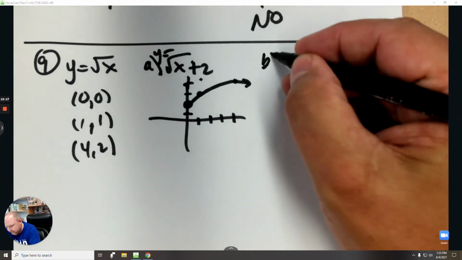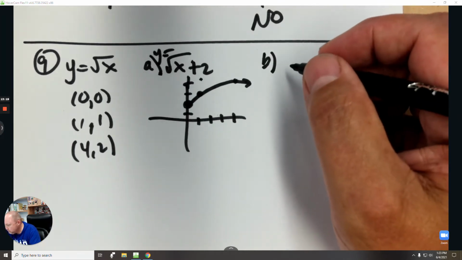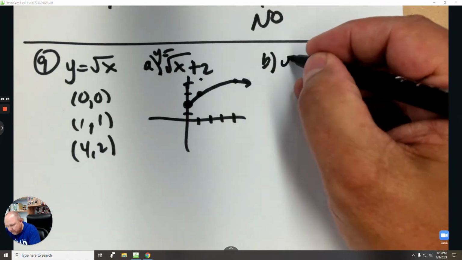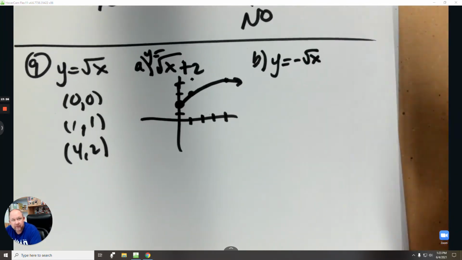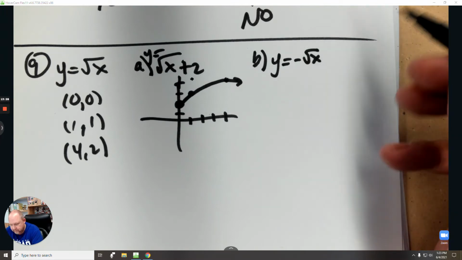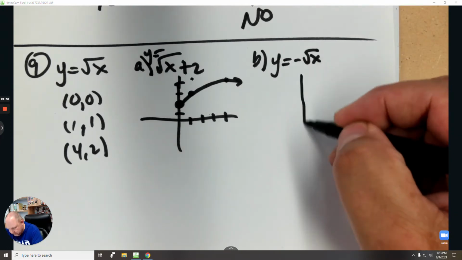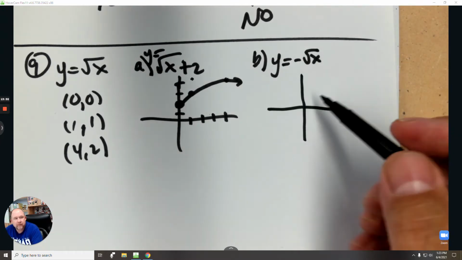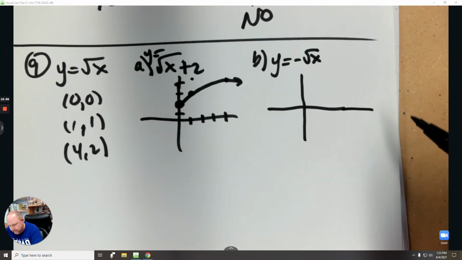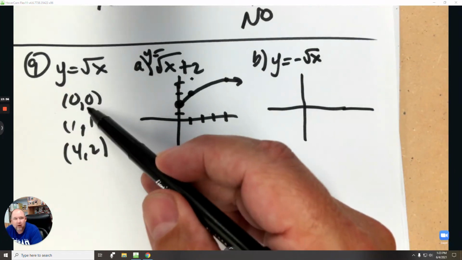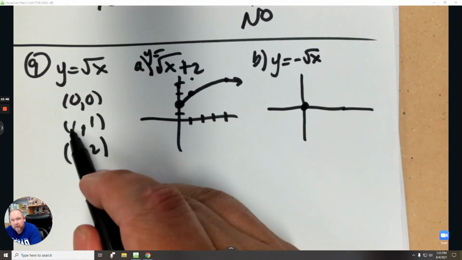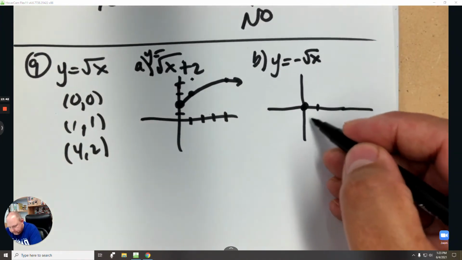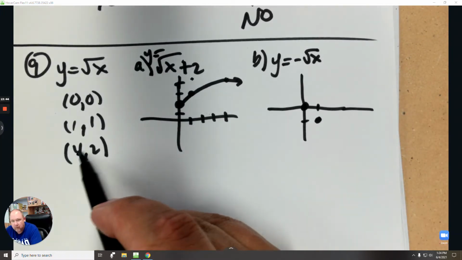For b, the negative in front is a reflection, and it reflects across the x-axis. So how does that affect the graph? So if it reflects that way, it's the y values that are negative. So 0, 0 would stay the same, but this would be 1, negative 1. And this would be 4, negative 2.